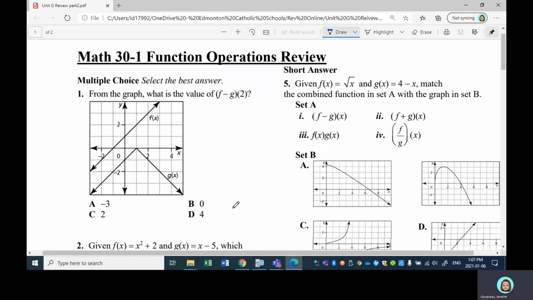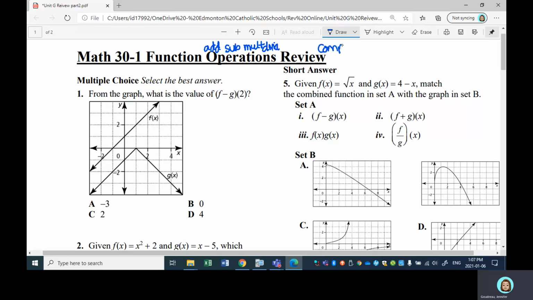In the second part of the Unit G review, we're going to look at function operations and composite functions. What we are doing in this section is taking functions and putting them together to create new functions. We could be putting them together using operations, which includes adding, subtracting, multiplying and dividing. We also sometimes put one function inside another function, which is referred to as a composite function.